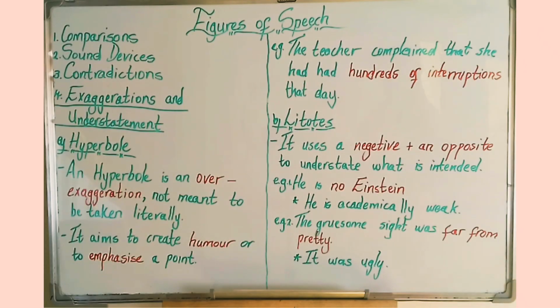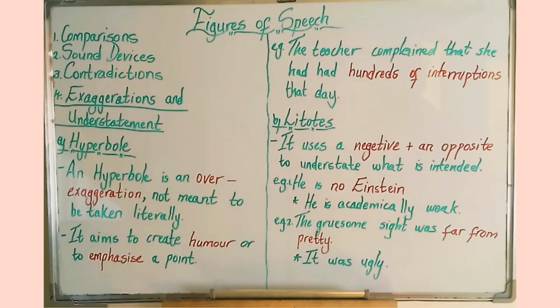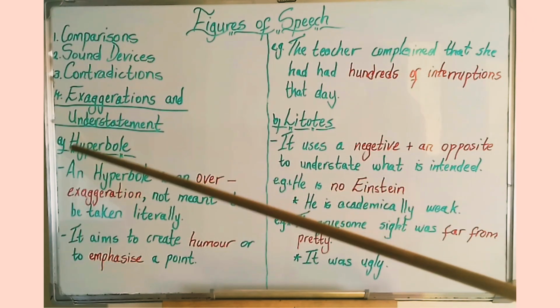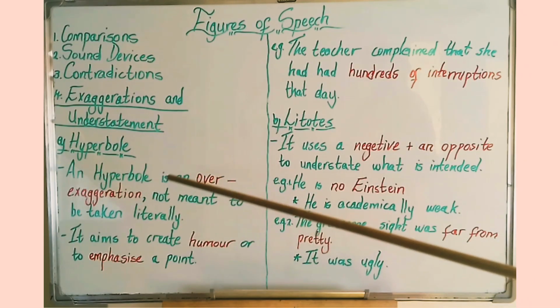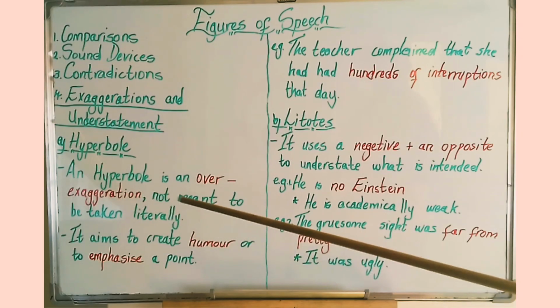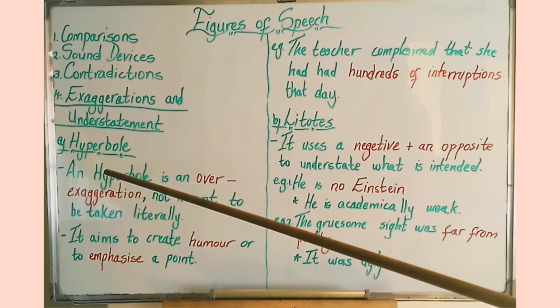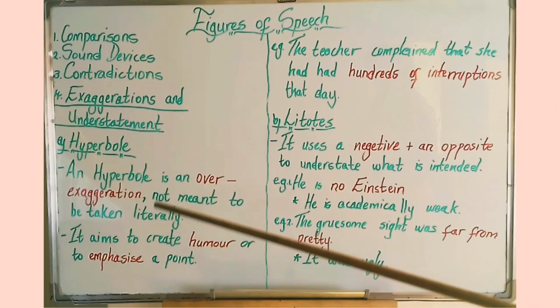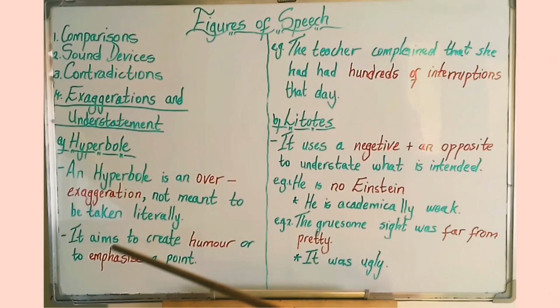Today we are learning about number 4, which is exaggerations and understatement. So under exaggerations and understatement, we are learning about letter A, which is a hyperbole. And hyperbole is an over-exaggeration not meant to be taken literally. So a person uses a hyperbole when they are exaggerating and it's not supposed to be taken as reality. It aims to create humor or to emphasize a point.